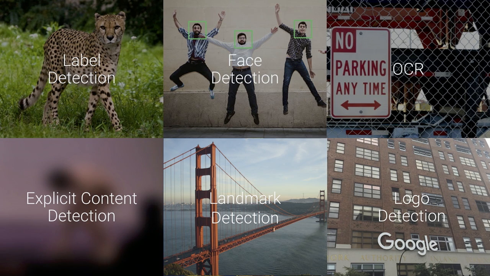OCR is the use case that I mentioned on the previous slide with Realtor.com. This feature can identify text in an image. It can tell you what language that text is in and where the text is located inside the image.